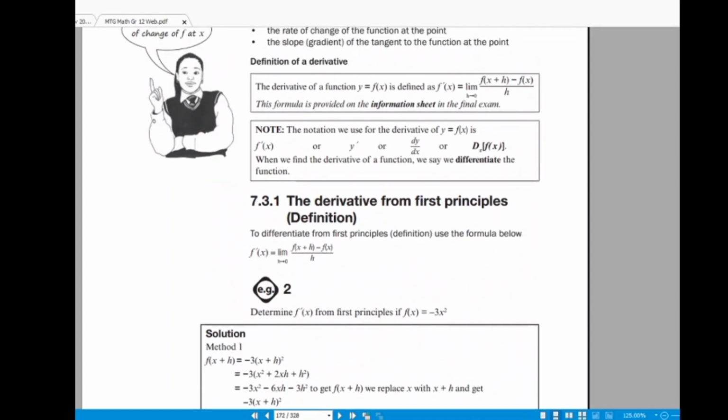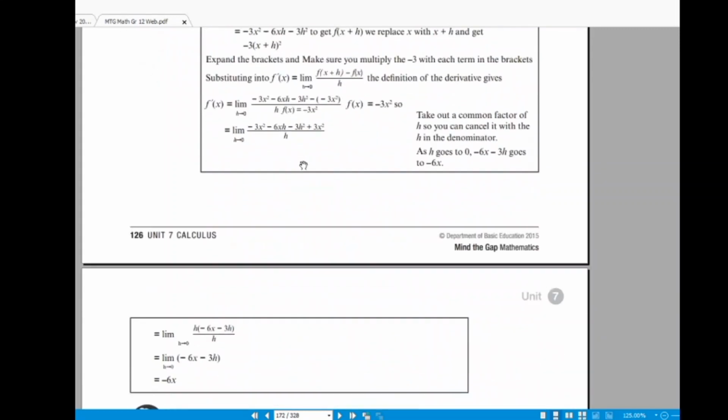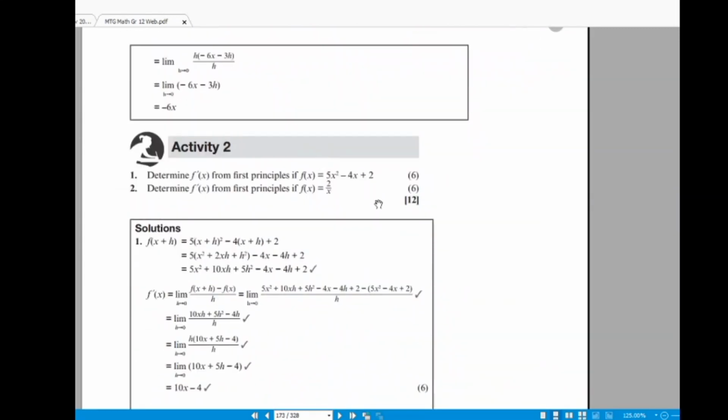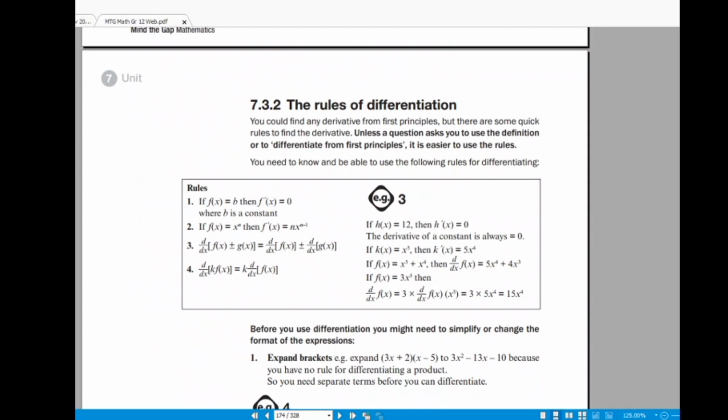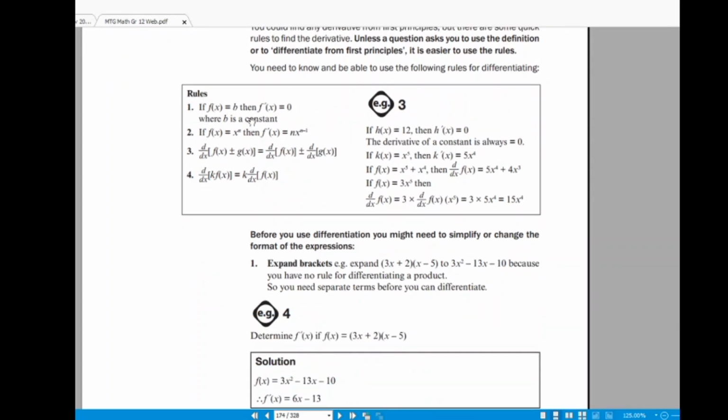Okay, so today we are going to look at the rules of differentiation, right? Because we can't use first principles all the time. Sometimes it's easier if you use the rules straight away, and if the question doesn't say you need to differentiate from first principles, it is easy to use the rules, right? So here are the rules that we have.